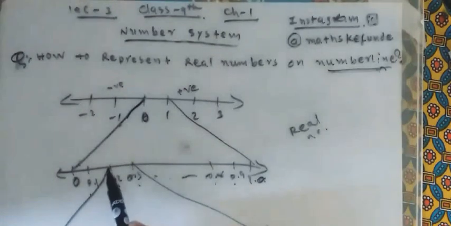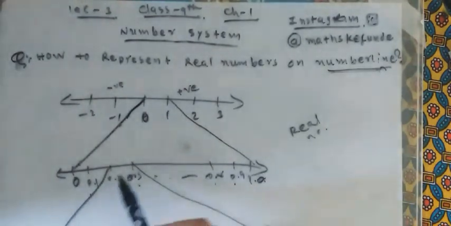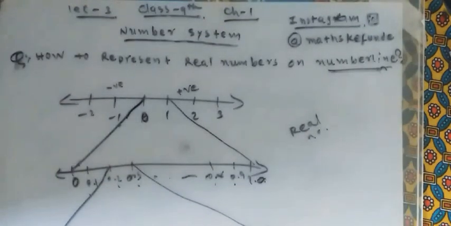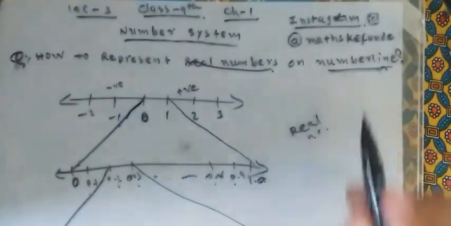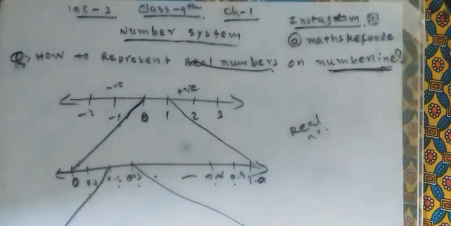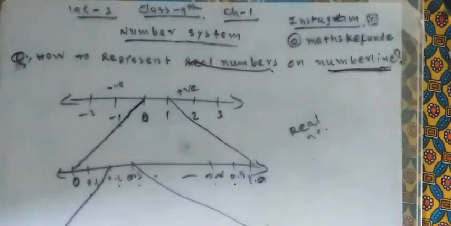Now we again zoom in on any two numbers. Let me take 0.2 and 0.3. So we get another number line. The numbers between 0.2 and 0.3 are represented as 0.21, 0.22, 0.23 and so on, up to 0.28, 0.29 and 0.30. Such that we can represent any real number on the number line, which includes rational as well as irrational.